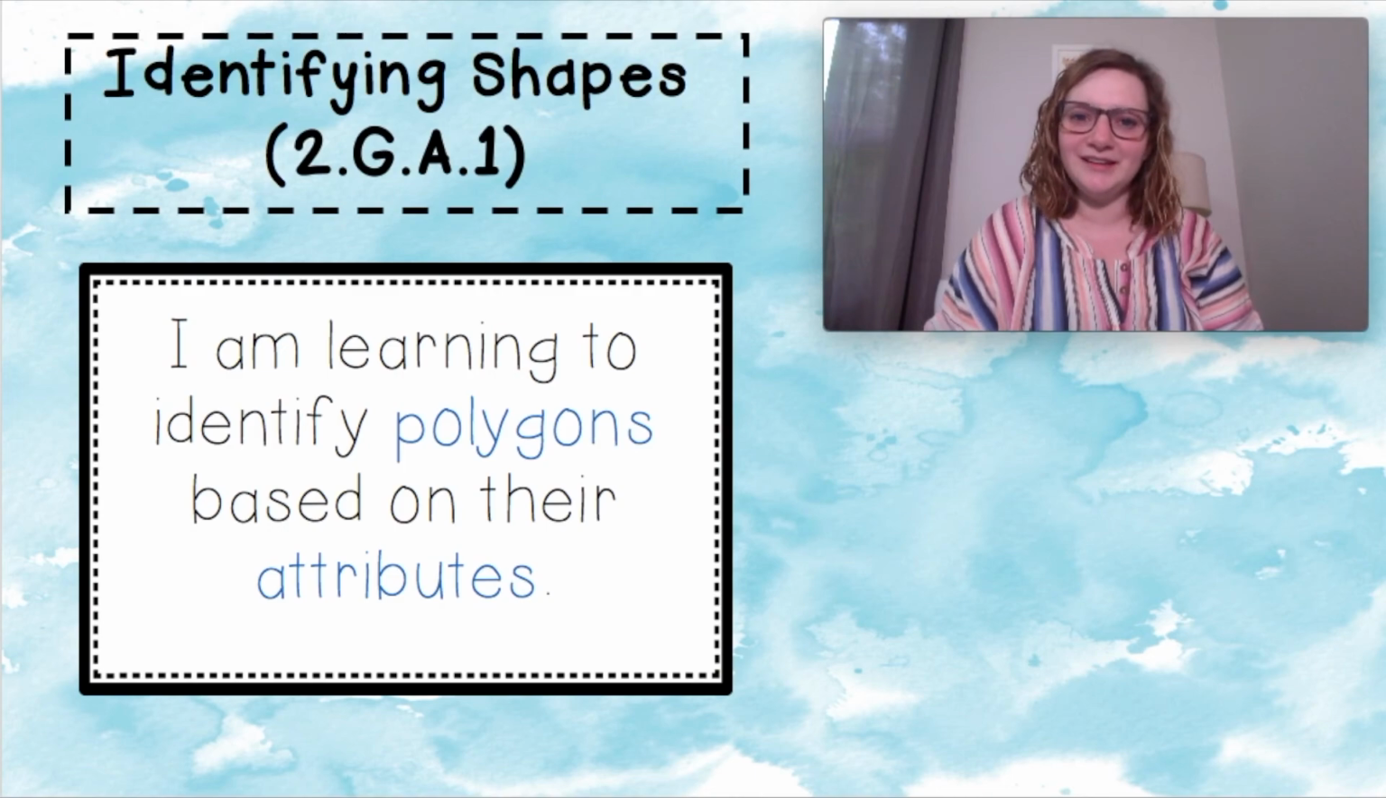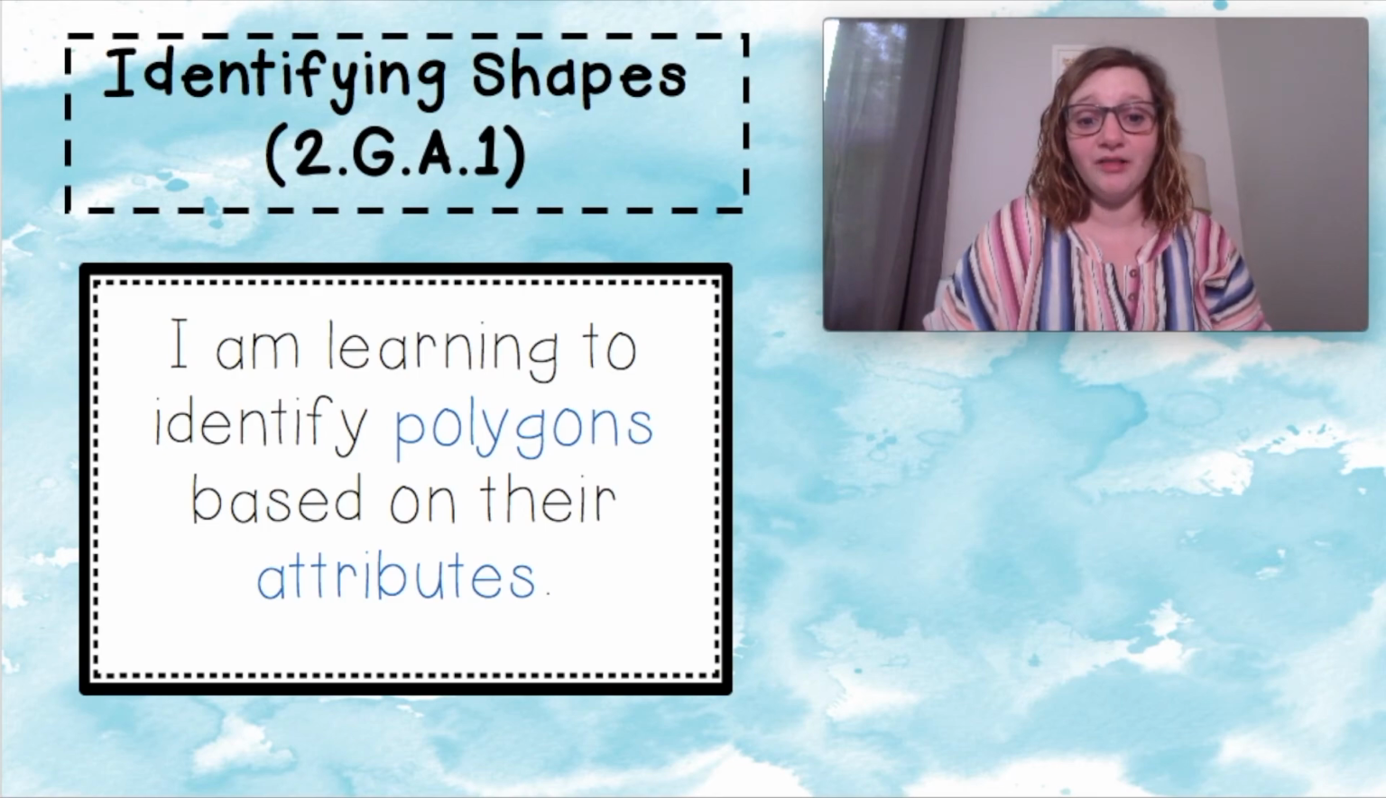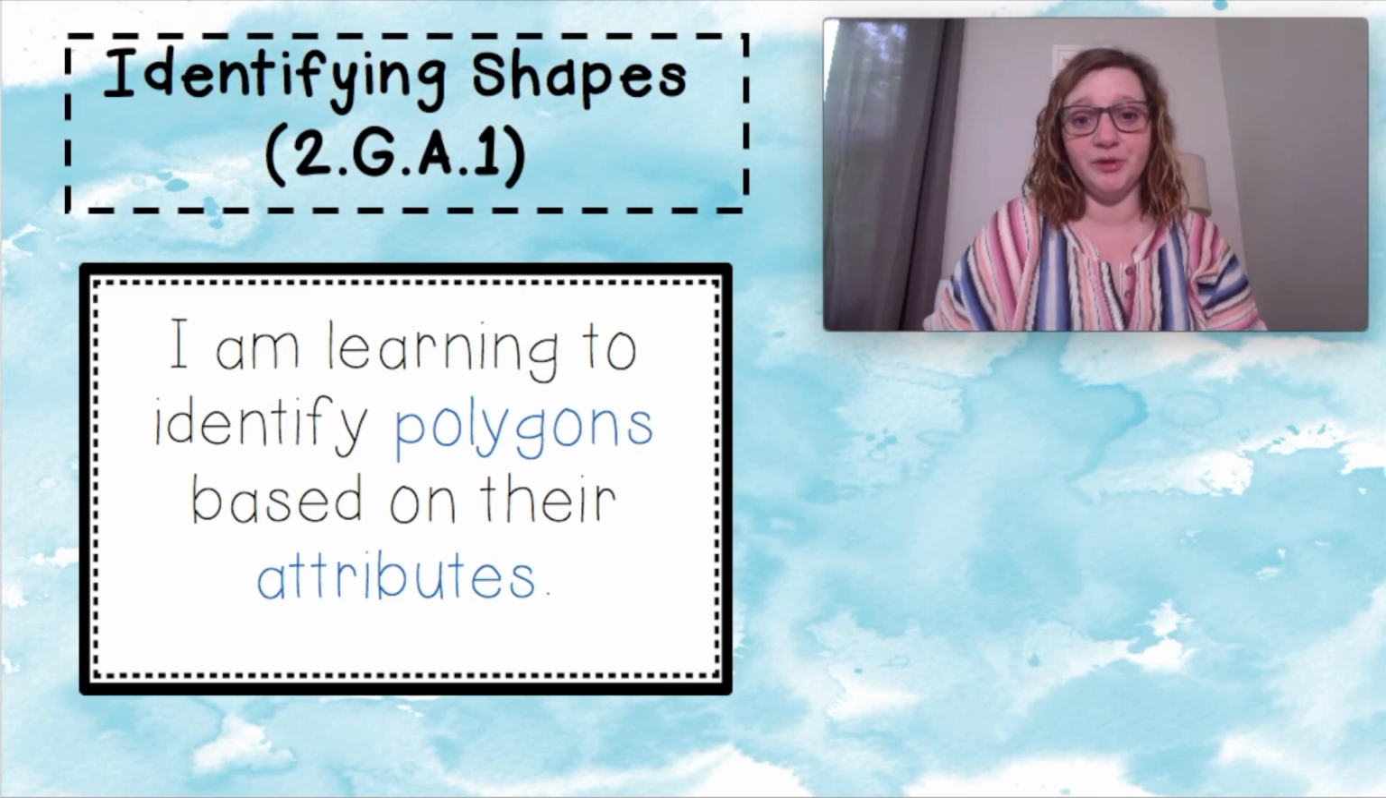Now we have 3 different sections to talk about today, so let's go ahead and get started. Our first section is talking about identifying shapes, and our goal for today is I am learning to identify polygons based on their attributes. Now before we dive into those words, what do you think a polygon is? What do you think an attribute is? Those are some really big words that we're going to actually go ahead and talk about.